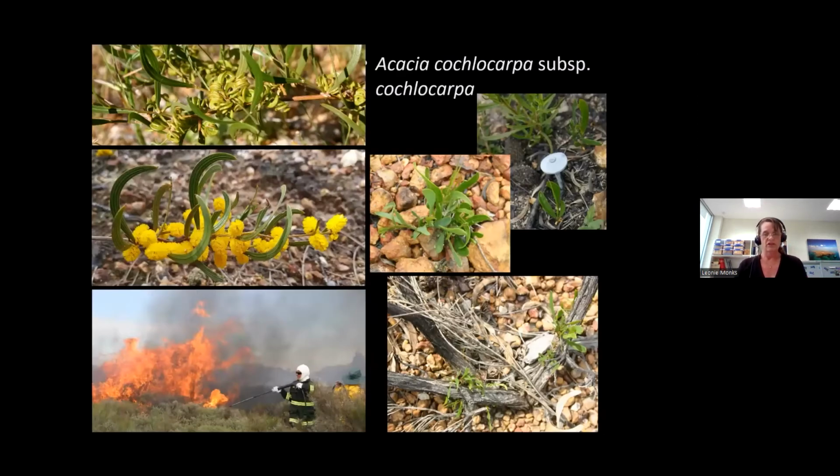In the case of Acacia cochlearpa, subspecies cochlearpa, previous research showed the species primarily recruited after fire. So instead of waiting for a wildfire, we applied a prescribed fire to one of our translocated populations to see whether it had the ability to respond to such a disturbance. If it did, it would then meet one of the criteria for success we had set for this translocation.